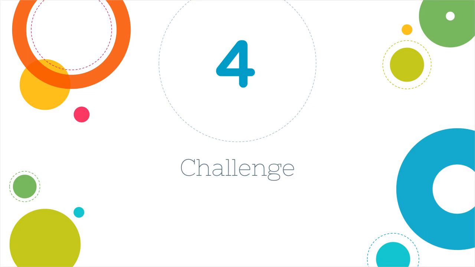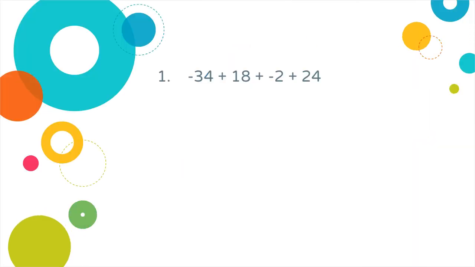Now let's try some challenge problems. Number 1, negative 34 plus 18 plus negative 2 plus 24. Remember that in order of operations, because it is all adding and subtracting, we just go left to right. So let's first start with the first two.